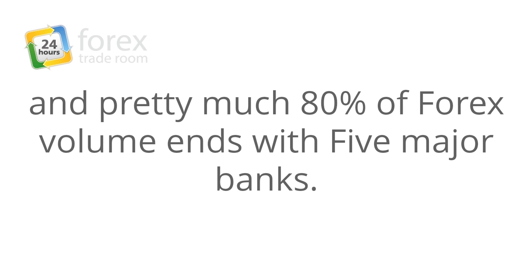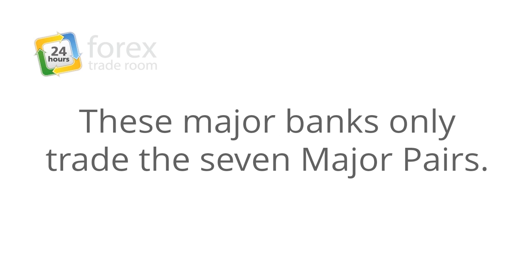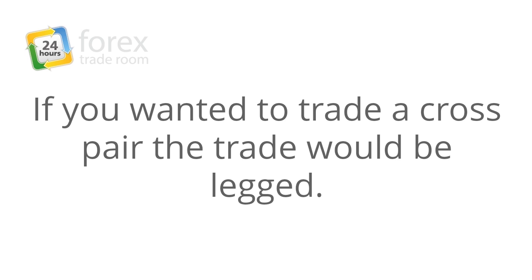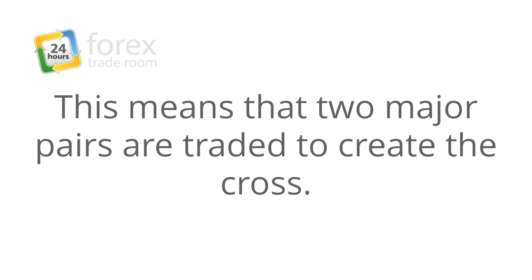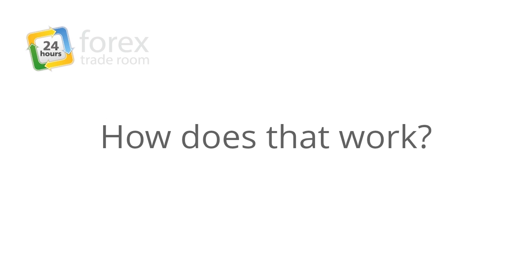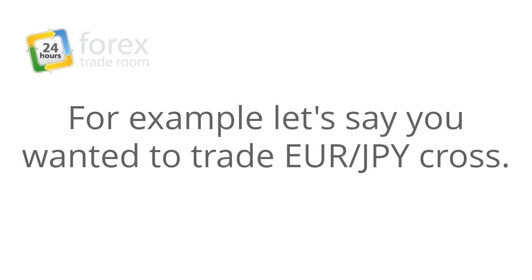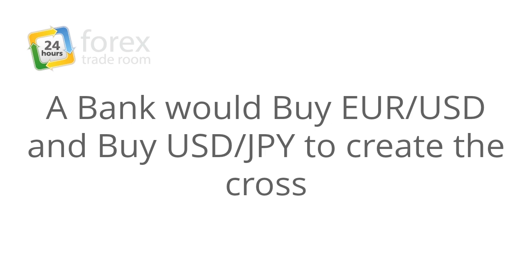Somebody has to make the market, and pretty much 80% of Forex volume ends up with 5 major banks. Now these major banks have traditionally only traded the majors. If you had wanted to trade a cross pair, the trade would have been something called legged. This meant that 2 major pairs would be traded to create the cross. How does that work? For example, let's say you wanted to trade the euro-yen cross. A bank would buy euro-dollar and buy dollar-yen.